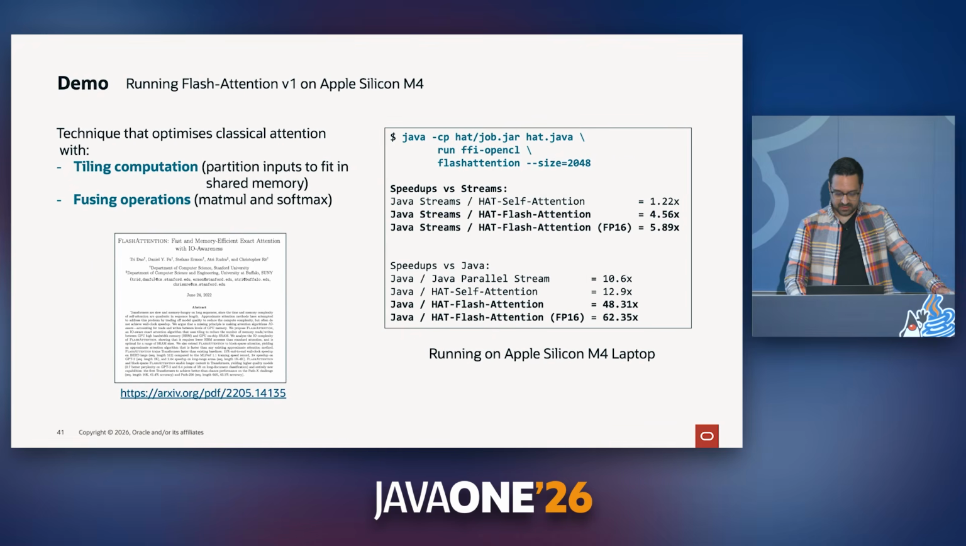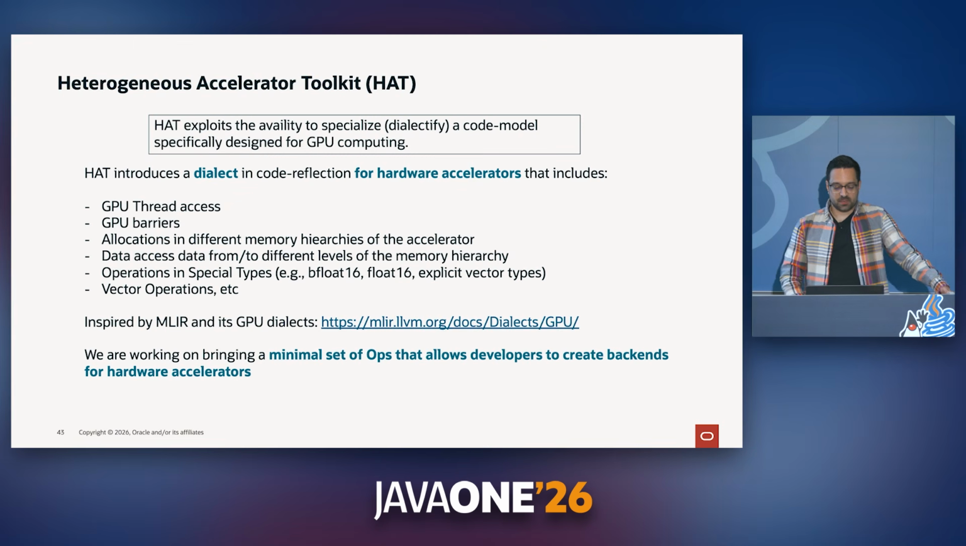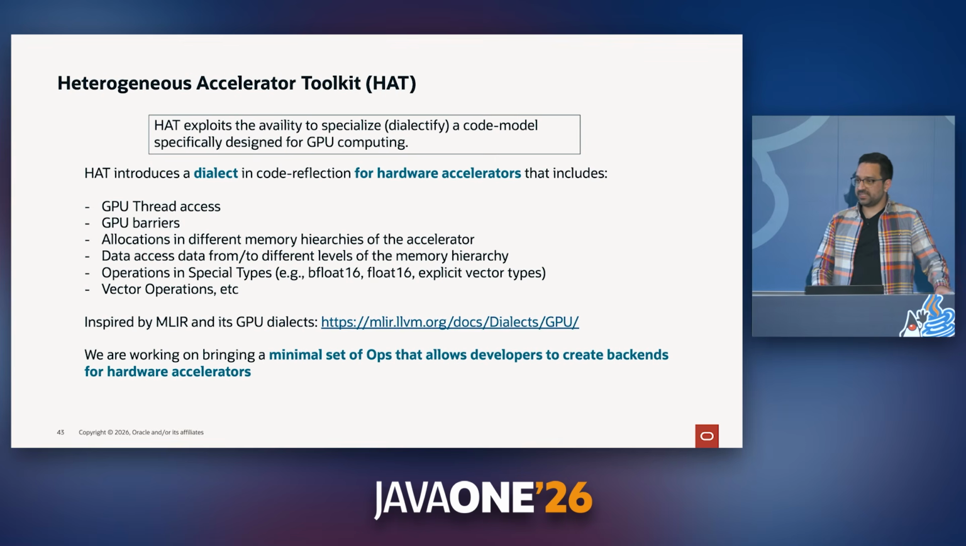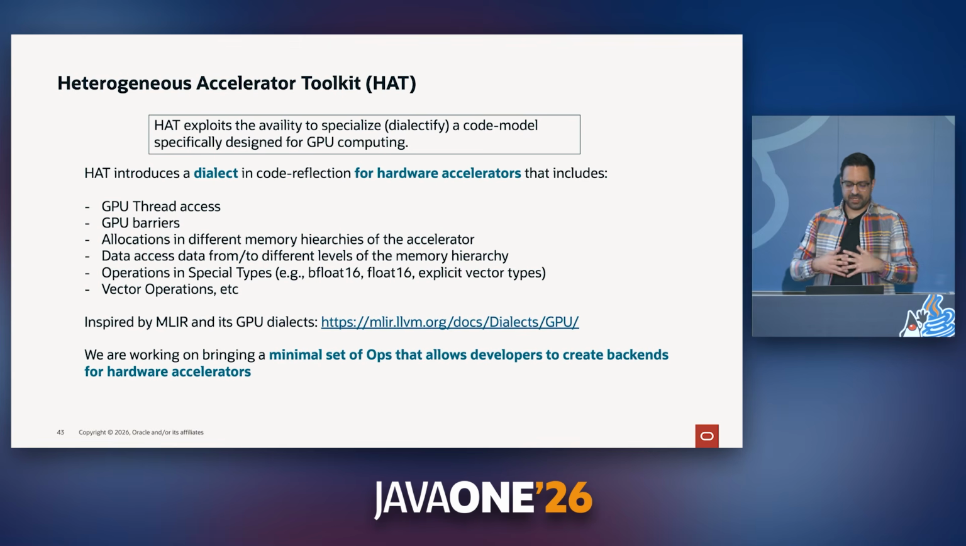Right, so let's look at what's going on under the hood now. What I'm going to talk about is how we use core reflection and dialects to be able to process these types of applications. So in HAT, we have the concept of a dialect. Dialect means a domain-specific code model, if you like, for targeting, in this case, hardware accelerators. And we have a dialect based on MLIR. In this case, we're actually heavily influenced by MLIR. They also have a GPU dialect.